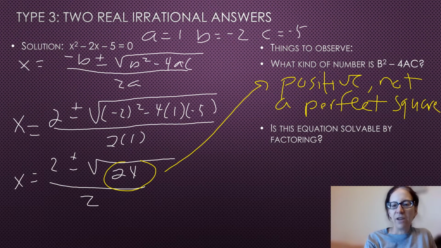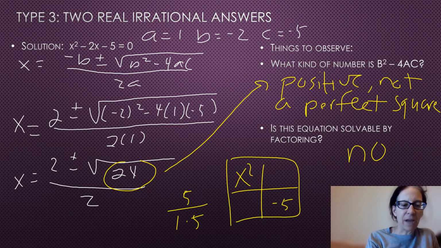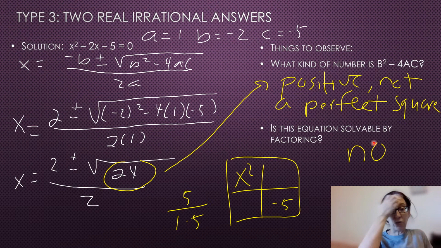And then, is this equation solvable by factoring? Let's try it. So we set up our area model, and we put in the -5, and we're looking for two factors of 5 that'll add up to 2. There are none. Okay, and so the answer to that is no. And I did want to point out that this is irrational when you go to take the square root of the 24. It's going to give you some hideous number that you cannot write as a fraction. So it'll give you an irrational number there.